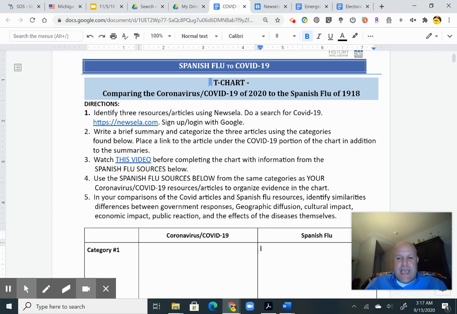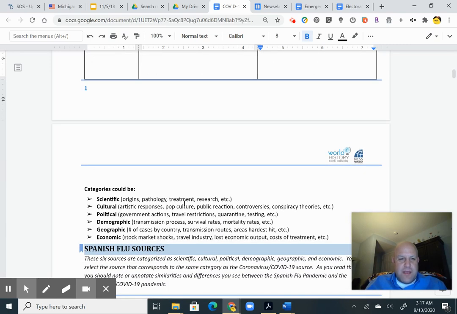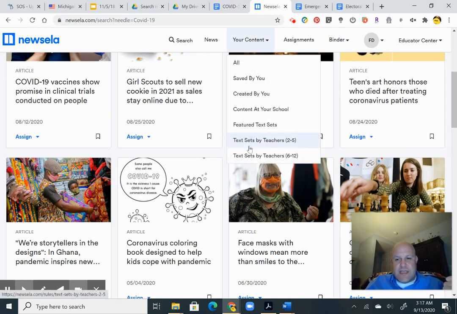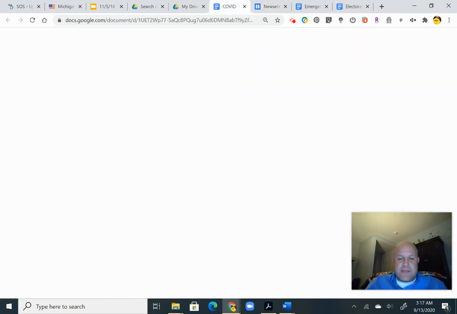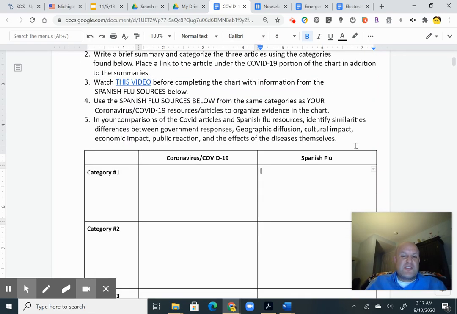It's only three categories and three sources, again getting an idea for all of the different aspects. The three aspects that you compare, scientific, political, demographic, whatever, are based on the articles that you find in Newsela. And again, a two-sentence summary. Make sure you have a link to the article, and then you're going to do some comparison of how it compares to the Spanish flu and vice versa. Compare, contrast, even.